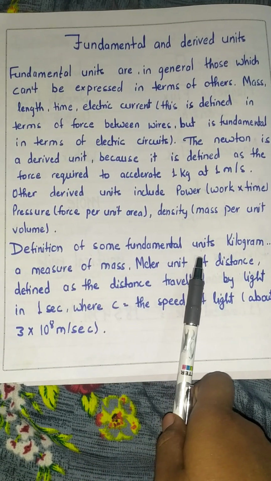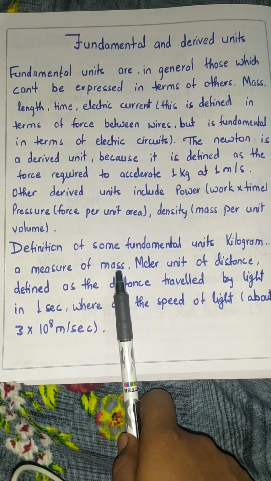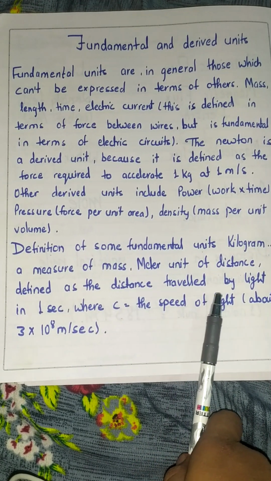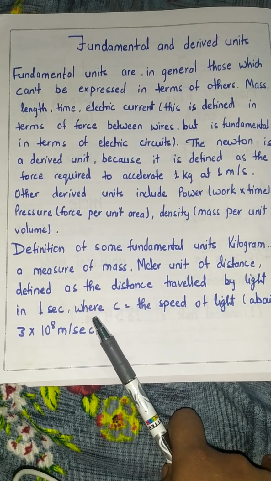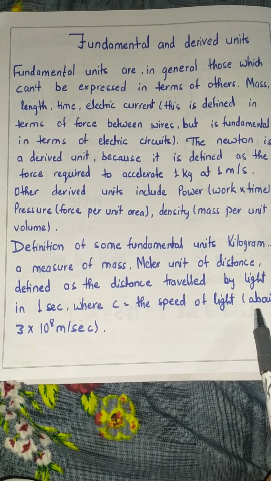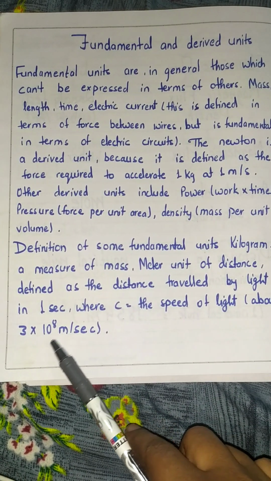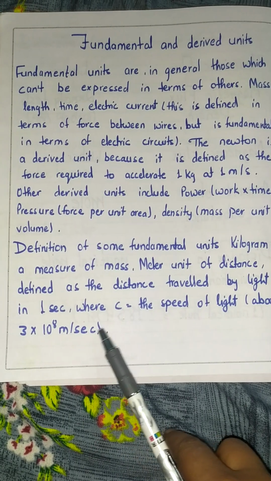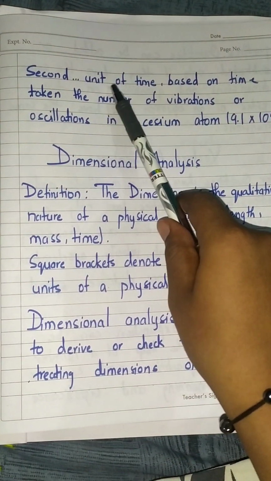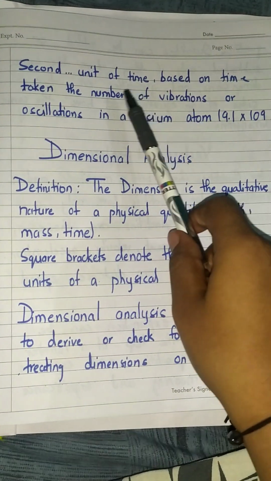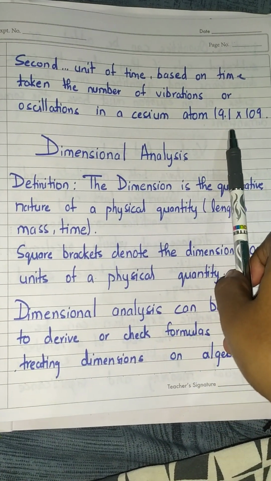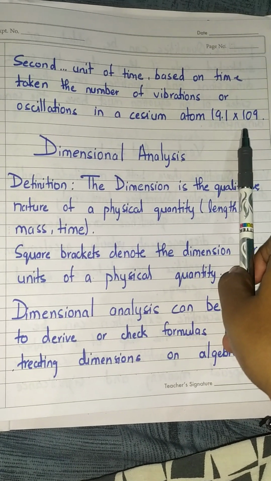Definition of some fundamental units: kilogram, a measure of mass; meter, unit of distance, defined as the distance travelled by light in 1 second, where c equals the speed of light, about 3 into 10 raised to the power 8 meter per second. Second, unit of time, based on the number of vibrations or oscillations of the cesium atom, 9.81 into 10^9.